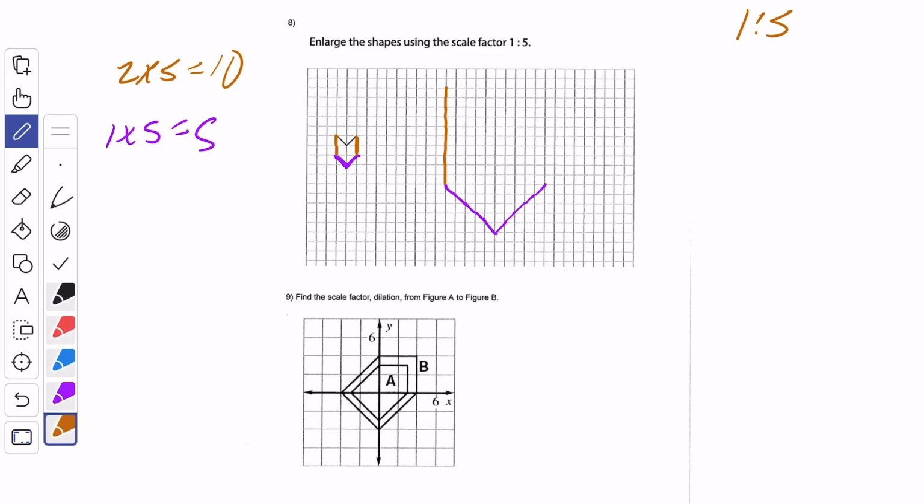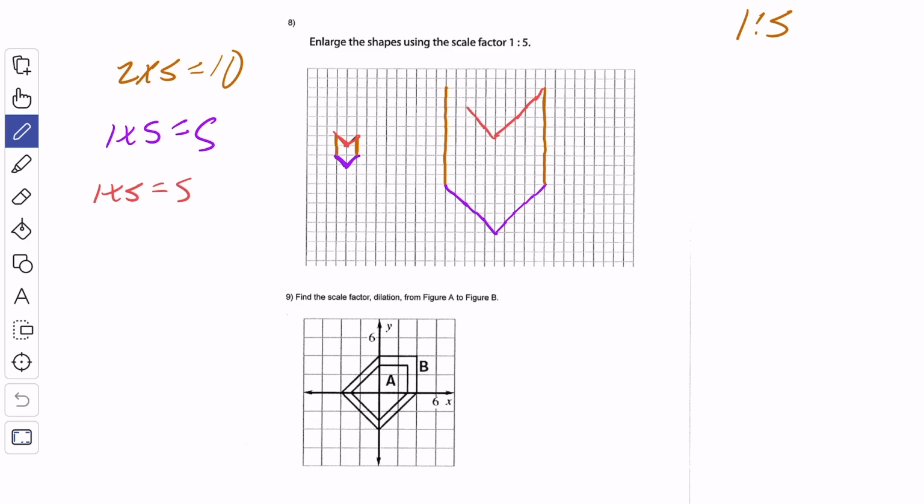We already figured out that this is going to be 10 up. So I know it's going to be there. And then from here, it's 1. So 1 times 5 is also 5. So I know it's going to be 1, 2, 3, 4, 5. And then it's the same exact image going back. So I know that needs to be 5 as well. 1, 2, 3, 4, 5. So that will be making it 5 times larger. It's saying enlarge, so we know we're getting bigger. So it's going to be 5 times bigger.